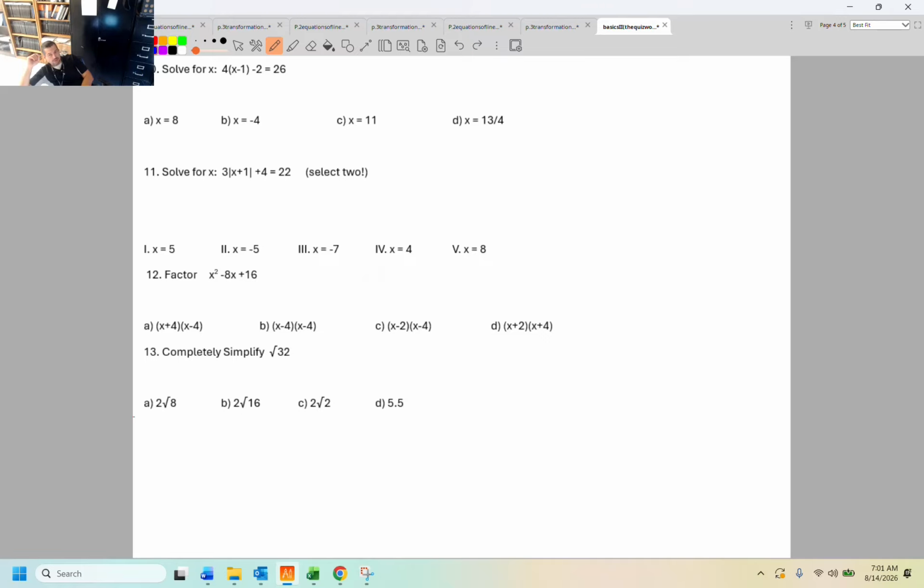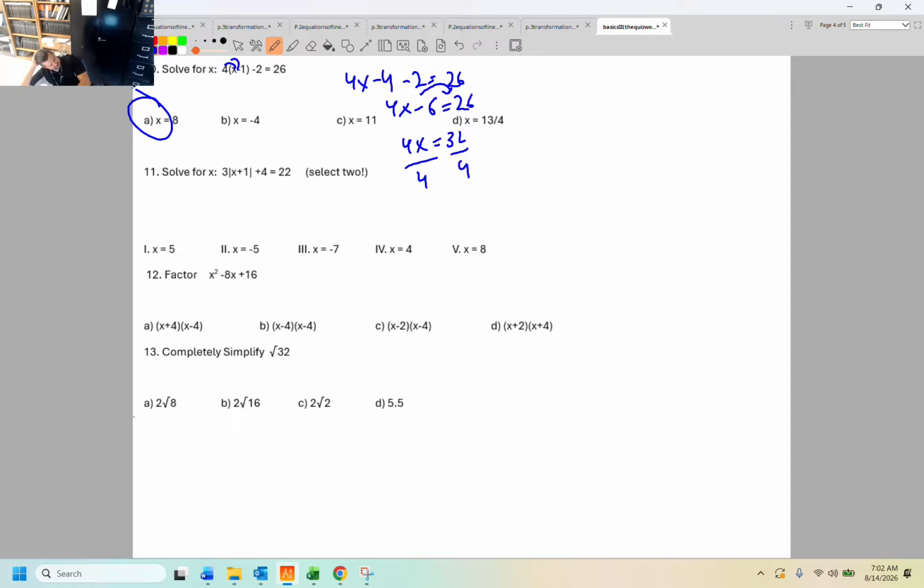Moving on to 10, solve for x again. Have you heard of a property that starts with a D? I hope you have, otherwise you paid no attention whatsoever. 4 times x minus 1 is 4x minus 4. We still have the negative 2, still equal to 26. If I put these two numbers together, I'd have a negative 6. Now I'm going to counteract subtraction with addition. 26 plus 6 is 32. And how many times does 4 enter 32, you might ask? The answer is 8 times.